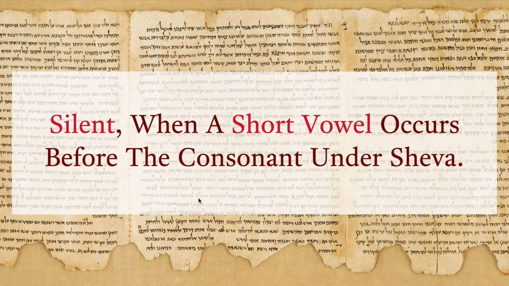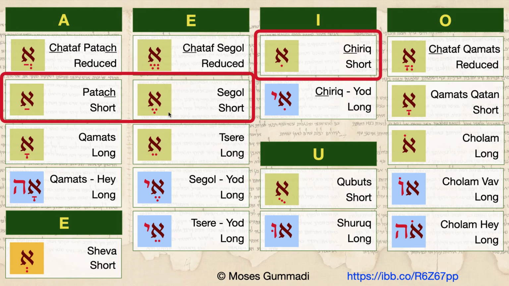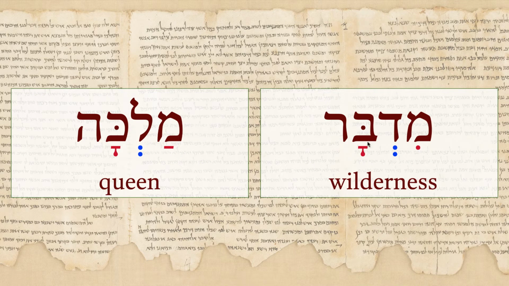When there is a short vowel occurring before the consonant under Shwa. Consonant having the Shwa under it. Okay? Right. So these are the short vowels. Patach, Segol, Khirik, etc. Let's take examples. Mid-bar. Here before the Dalet you have a short vowel Khirik. Mid-bar means wilderness.